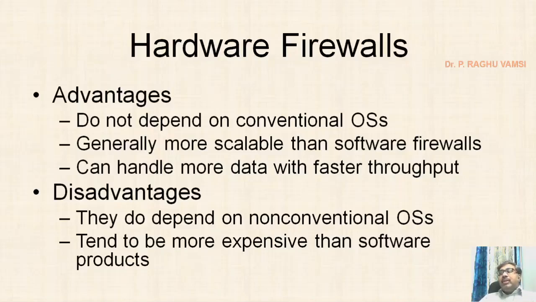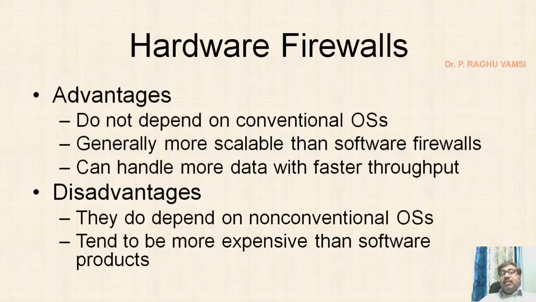So the hardware firewalls are especially designed for that purpose, to handle at least 10 terabytes of traffic, or 100 terabytes, or 1000 terabytes of traffic. Such a huge traffic can be handled with the hardware, but this cannot be done with the help of the normal firewalls. That is the advantage of hardware firewalls.